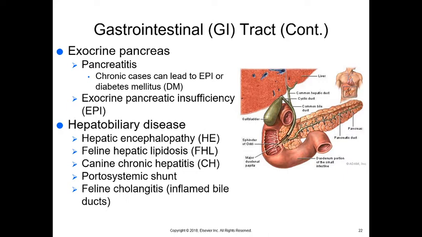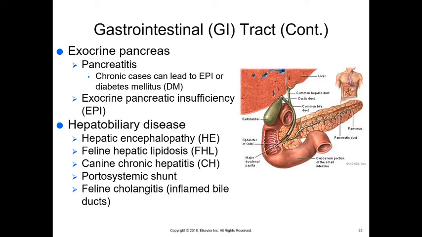Or it can cause diabetes mellitus, which is the pancreas is where insulin is formed and helps to break down glucose. And so animals with diabetes mellitus, we often see these in older dogs, a little bit overweight, that may have been eating human food for a long period of time. So I really struggle with people feeding human food to their pets, because it can lead to chronic pancreatitis and diabetes mellitus.